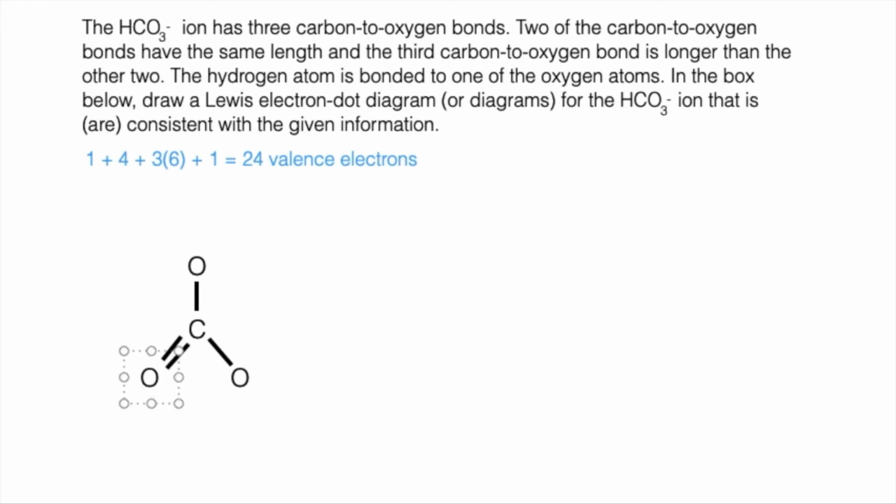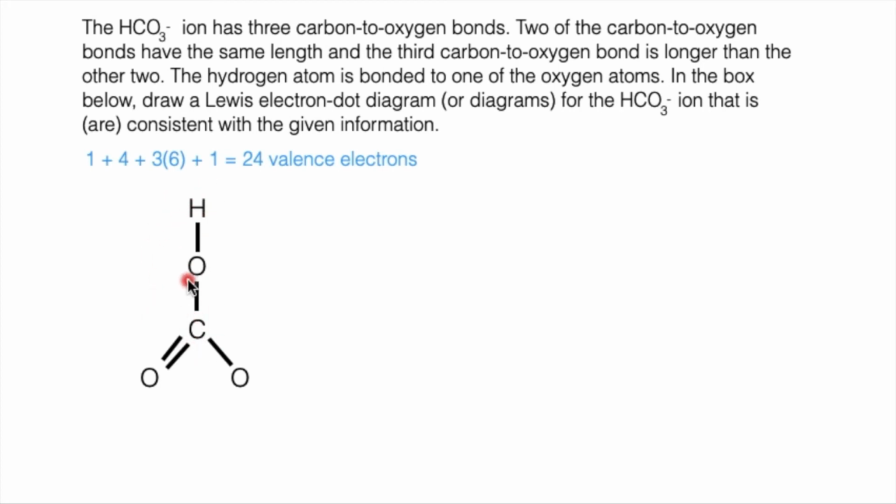Okay, there we go. We've also got a hydrogen that's bonded to one of the oxygens, and I'm just going to put it on one of the oxygens with a single bond. At this point, let's do a quick check to see if we have the correct number of electrons. The hydrogen's got a complete octet, since it only needs 2 valence electrons. The carbon also has a complete octet.